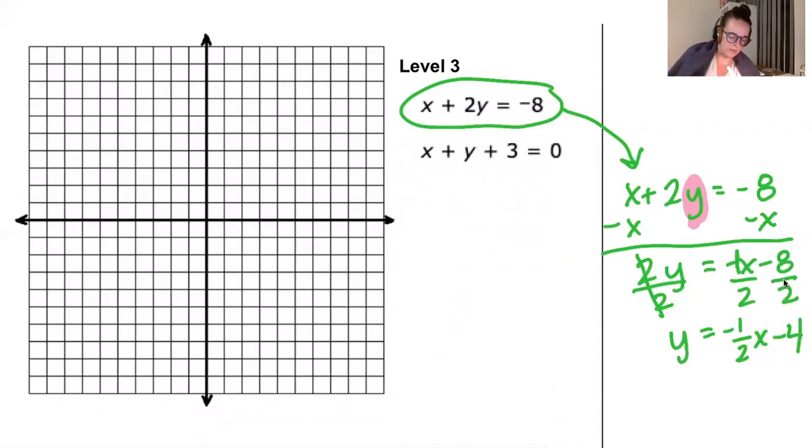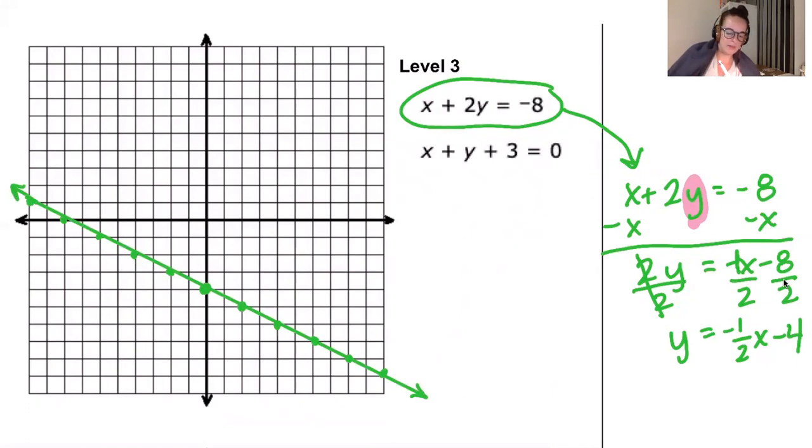I have negative 4. Going down 1 over 2, down 1 over 2, down 1 over 2. Up and backwards. Just like that. I'm going to go ahead and draw my line. Thank goodness for technology, drawing my straight lines there. Just like that.